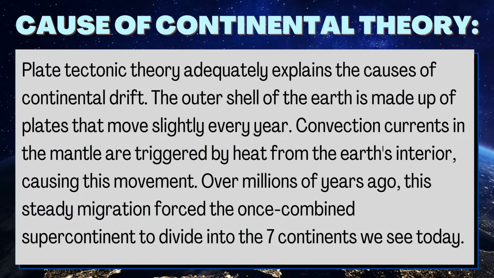Cause of continental drift theory. Plate tectonic theory adequately explains the causes of continental drift. The outer shell of the Earth is made up of plates that move slightly every year. Convection currents in the mantle are triggered by heat from the Earth's interior, causing this movement. Over millions of years, this steady migration forced that once combined supercontinent to divide into the 7 continents we see today.